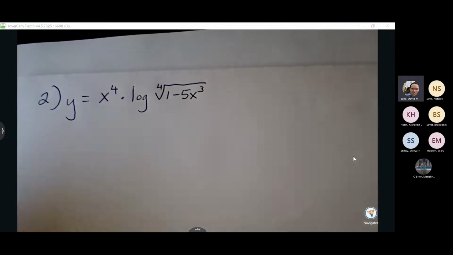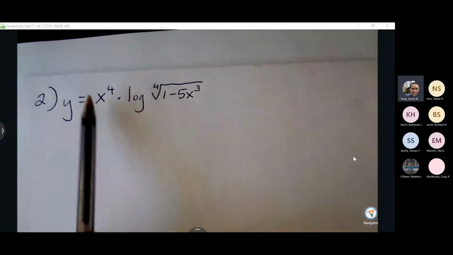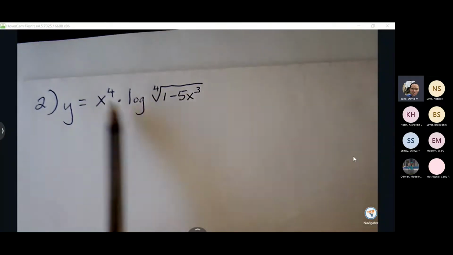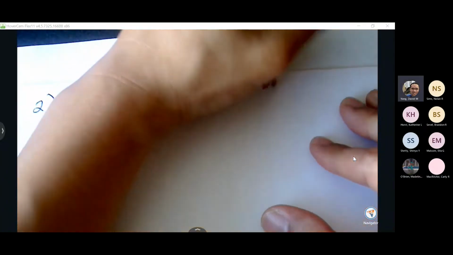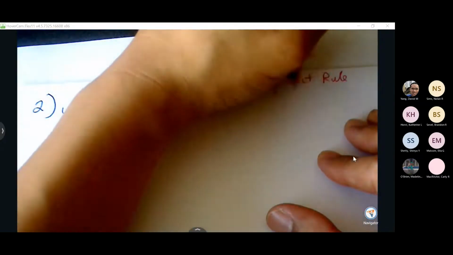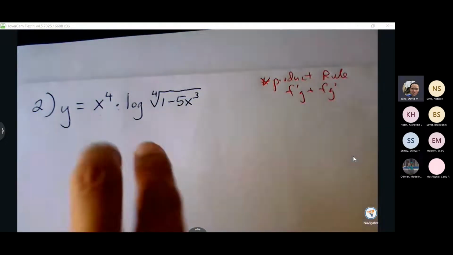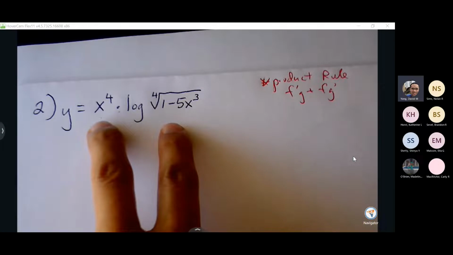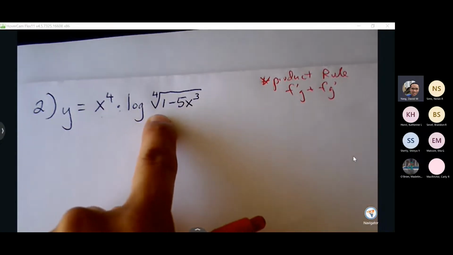Okay, so next problem here. I want to find the derivative of this expression. Hopefully we can see that these are actually two expressions with a multiplication sign in between, so we have to apply product rule. Once we're inside product rule, we can handle each individual rule. This first one is power rule, and this second one is the log base a derivative rule.